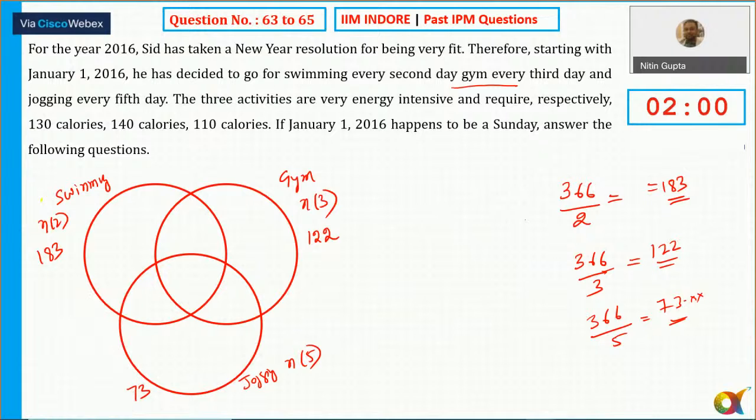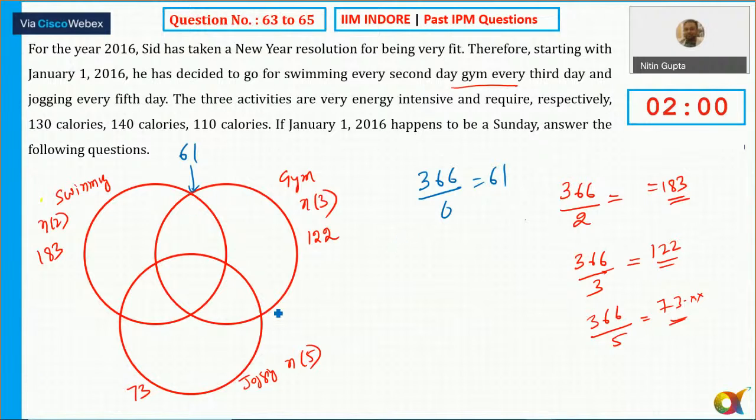Now, since it's a set of 3 questions, I need to find out all these areas. Now, swimming and gym: every second day swimming, every third day gym. So multiples of 2 and 3, that is 6. From 366 natural numbers, how many days are multiples of 6? That is equal to 61.